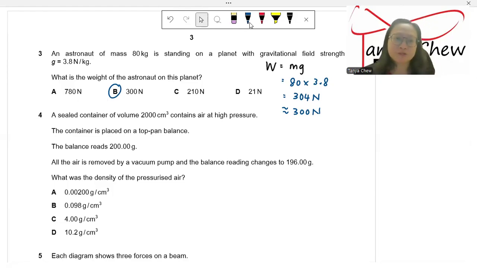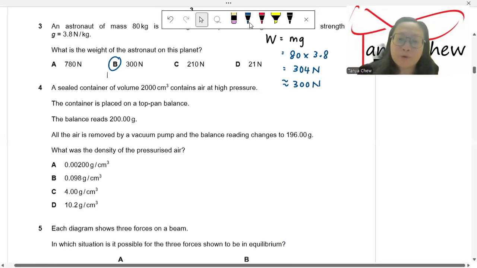Question number 4. A sealed container of volume 2000 cm cube contains air at high pressure. The container is placed on the top pan balance and the balance reads 200 gram. This 200 gram is the mass of the air plus the mass of the container. Now, all the air is pumped out, and the balance reading changes to 196 gram. 196 gram is the mass of the container, because all the air has been pumped out, remember? So what is the density of the pressurized air?